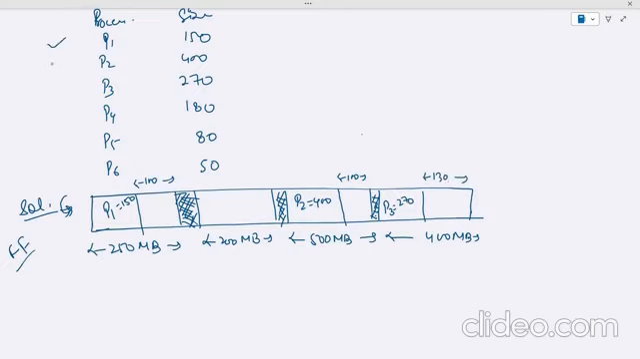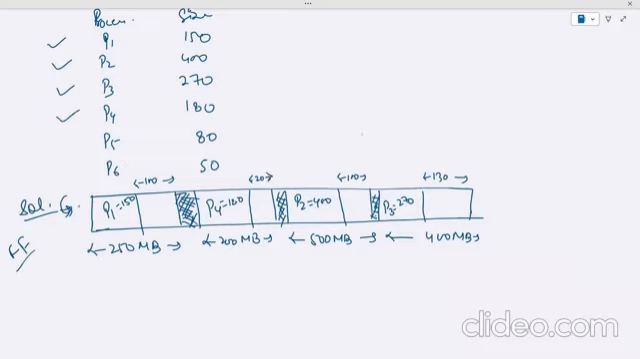So P1 is completed, P2 is completed, P3 is completed. Now it's time for P4, which needs 180. Start from the beginning. 100 MB cannot hold it, so P4 cannot occupy this. On the second block there is 200 MB of space and P4 needs 180, so definitely P4 gets this space. Now the space left is 20 MB, and P4 is also completed.